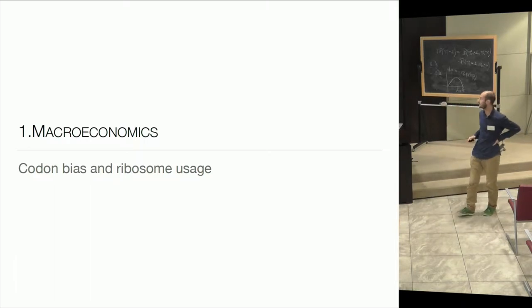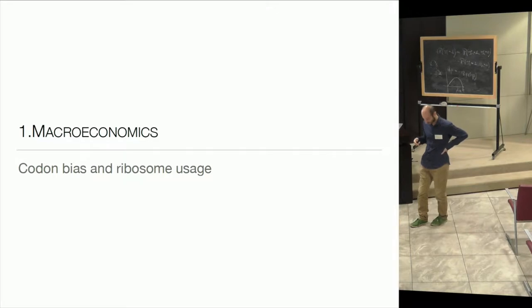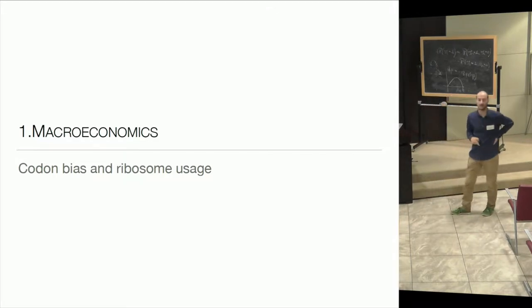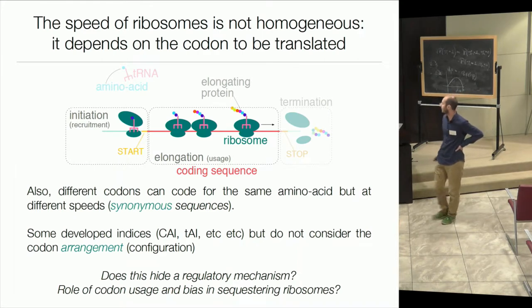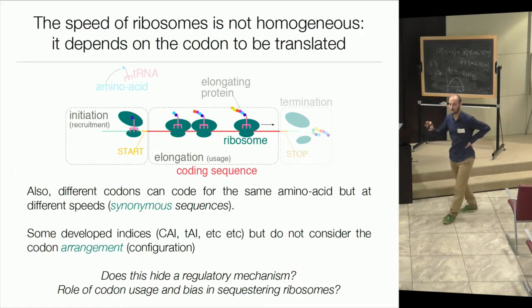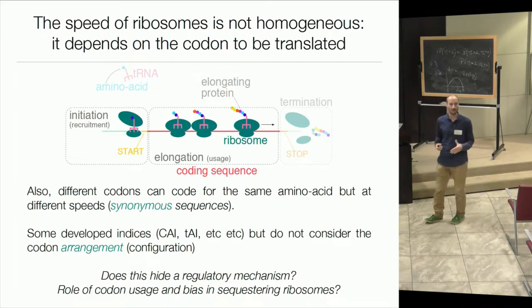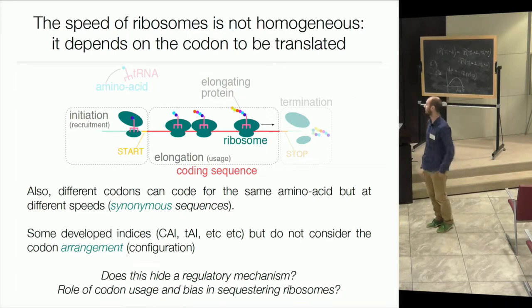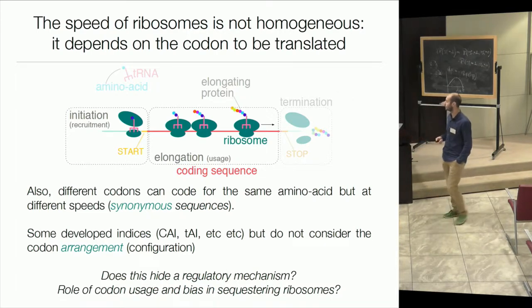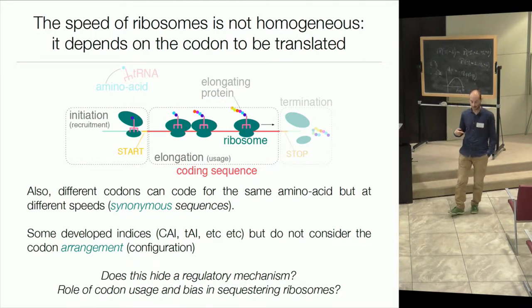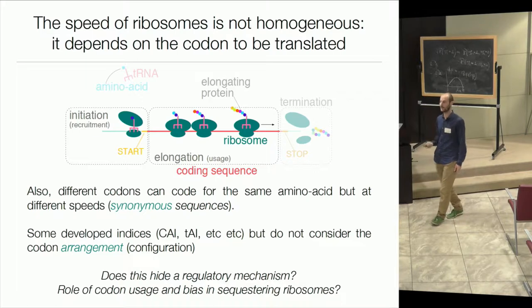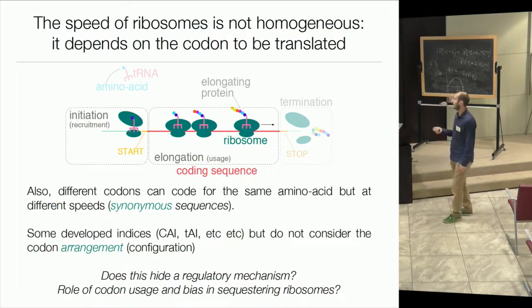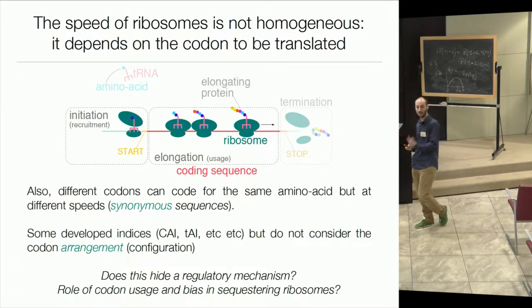Let's talk now about codon bias. What might be the role of codon bias in determining the ribosome cost, the ribosome usage? The speed of the ribosome is not homogeneous. It might depend on several things: tRNA concentrations, secondary structures, the charge of the amino acid, as Khan was saying the other day. The important thing is that we can make synonymous sequences. There is more than one codon translating for the same amino acid, so we can translate a protein with synonymous sequences that will have a different translation efficiency.